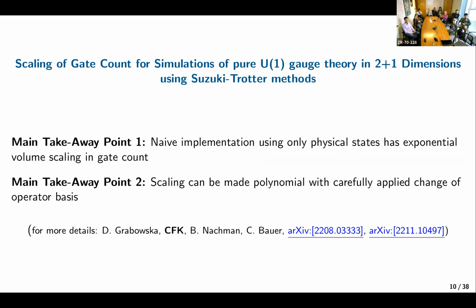And if at the end of this talk you only take away 2 things, the 2 things we would like you to take away are, first, that naively implementing this using only physical states in your Hilbert space has a cost that scales exponentially with the volume in terms of the number of gates you need. And this exponential volume scaling is just as prohibitively expensive as it was for classical computers, so this would make simulations with a quantum computer impossible. And the second main takeaway is that this exponential volume scaling can be broken by performing a carefully applied change of operator basis. Keep these in the back of your mind as we go through this talk.